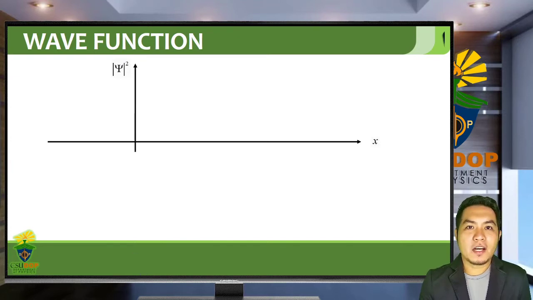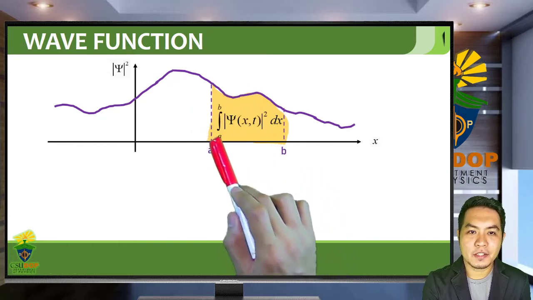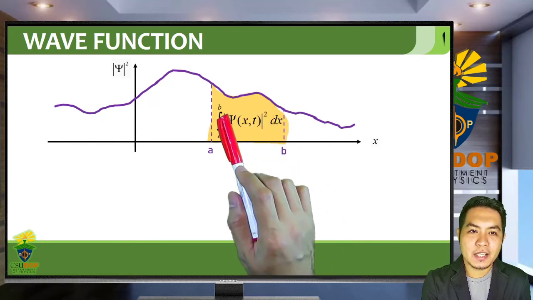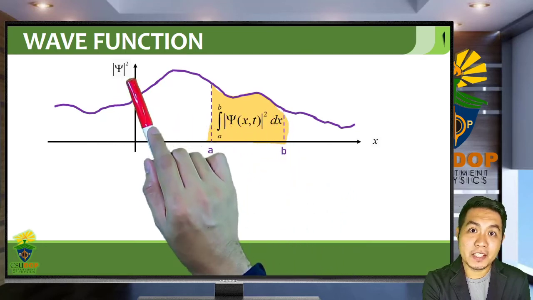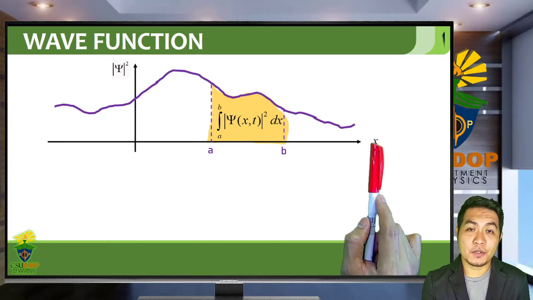So a typical wave function plot, the absolute value of psi squared plotted versus x, can be like this. It's actually wavy. It's a wave. So based on Max Born's statistical interpretation, the integral of psi squared from a to b is just the area under this curve. Take note that the y-axis here is psi squared, the probability density, or probability per unit length, and the x-axis is x, which is a position or length.